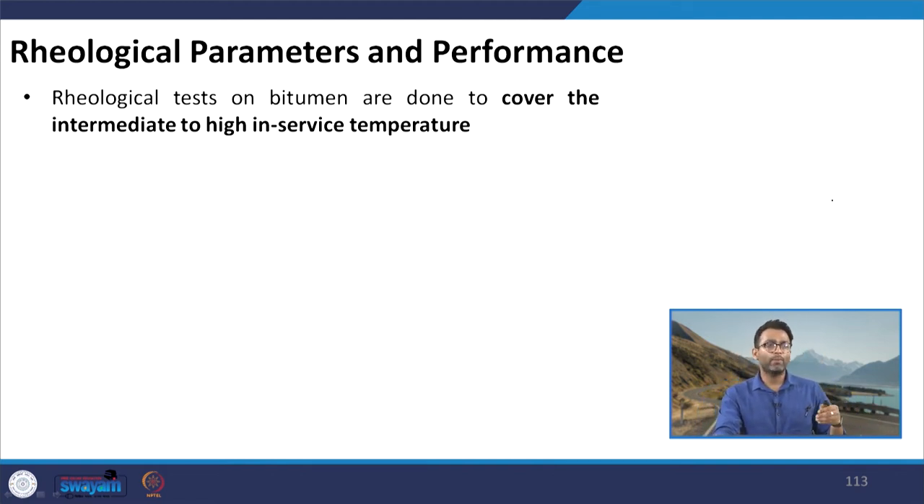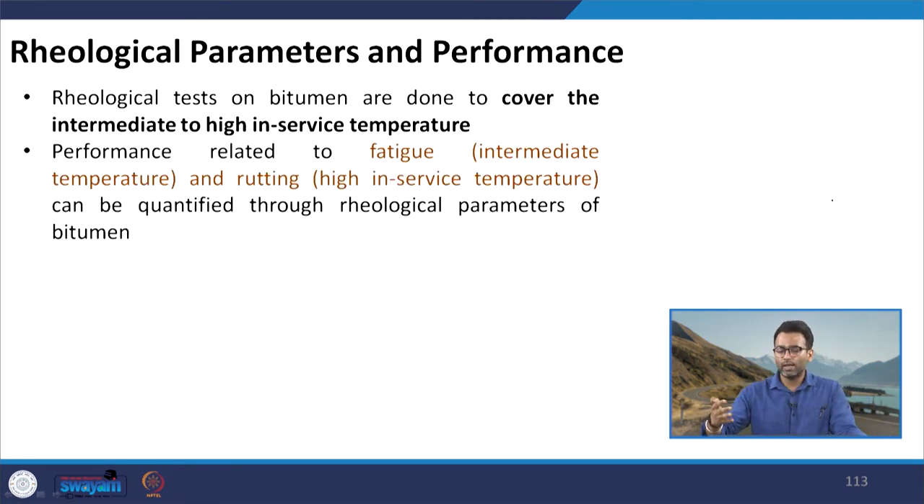So, I am trying to explore certain properties such that these properties can be correlated or related to the occurrence of failure in the field, so that when I get a chance to select material based on these parameters, I can choose the appropriate bitumen or any material.